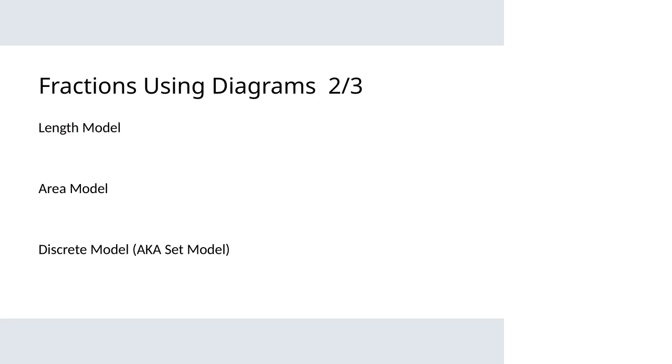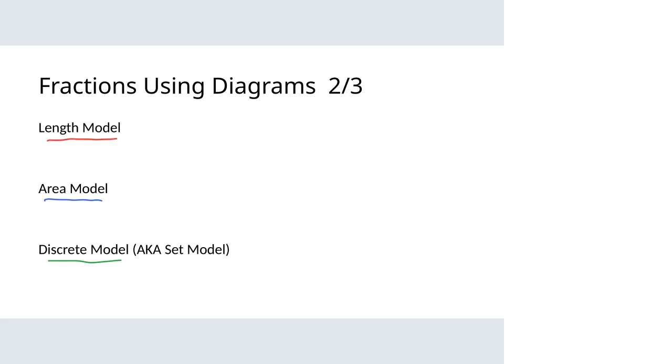All right, some diagrams. If we want to write a fraction by using some kind of diagram, there are 3 different kinds of diagrams we're going to look at. The first is the length model. The second is the area model. And the third is the discrete model, also known as the set model. I think our book calls it the set model. I like discrete better because you have discrete items that you're looking at. They're distinct from each other, different from each other. They're separate.